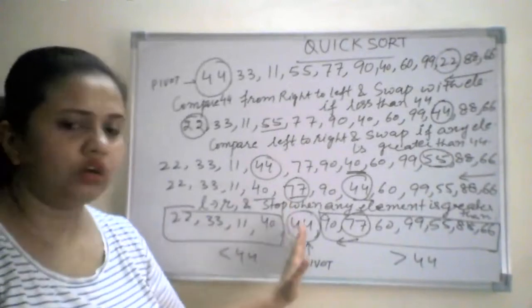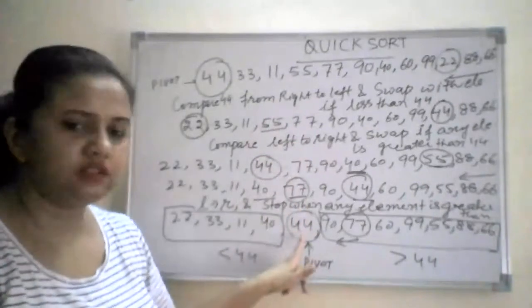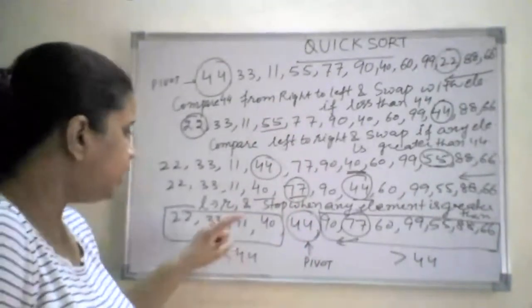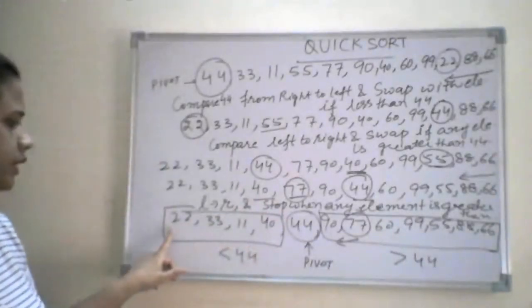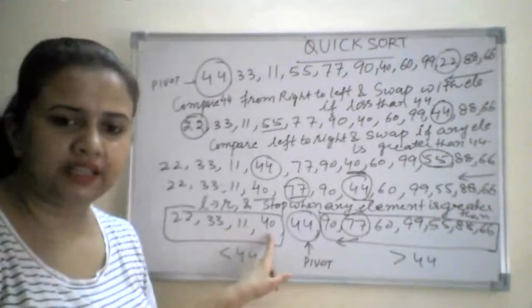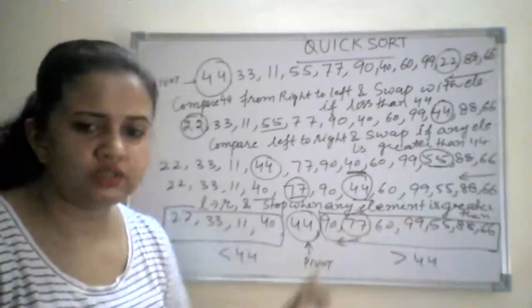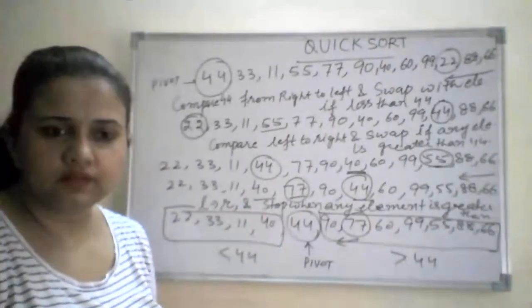So in that case, we will not be considering 44, because after doing these comparisons, 44 is at its required place. When we do the same function again, we will consider only the elements 22 to 40, and in the other case, we will consider elements from 90 to 66. So this is how QuickSort works.